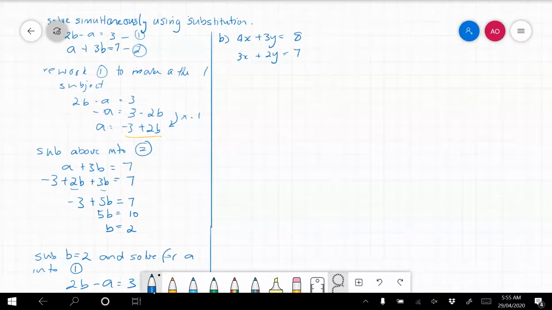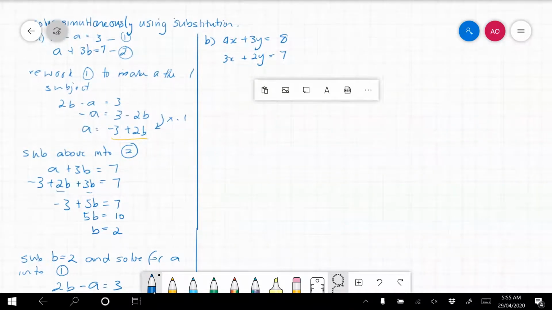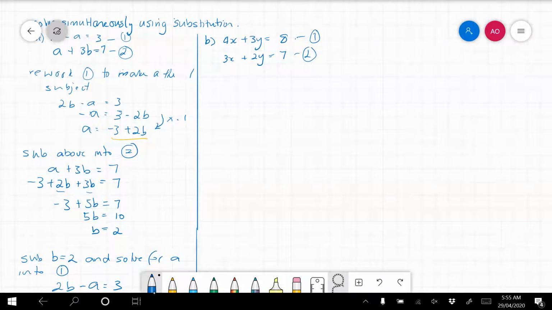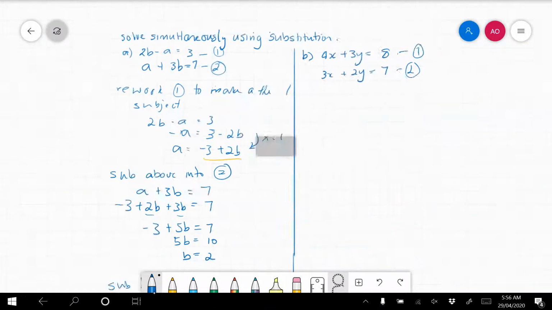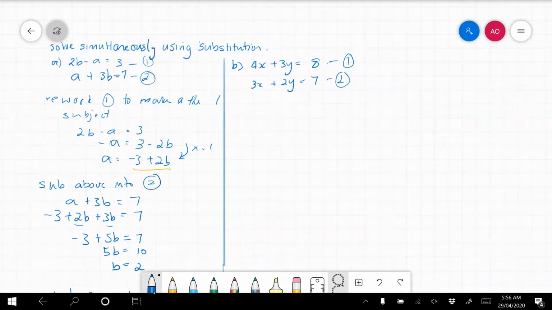Okay, let's try for B. B is a little bit more complex. We've got 4x plus 3y equals 8 and 3x plus 2y equals 7. It's only more complex in its algebra. The method is exactly the same, so we're going to call them equation 1 and equation 2. Let's rework 2.